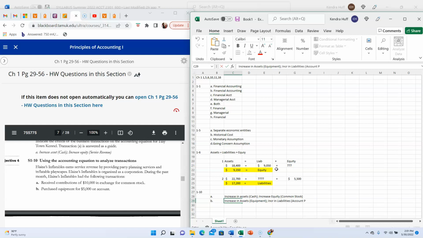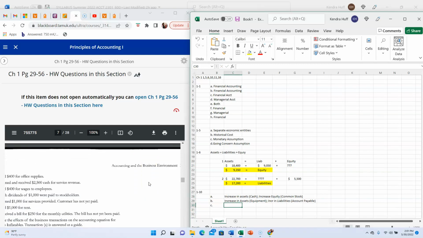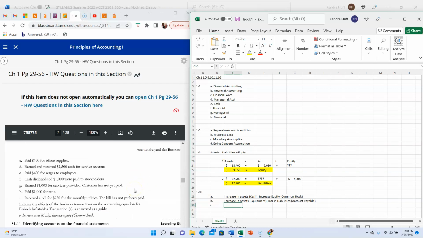And it's an increase in accounts payable, the actual liability account. All right, C. Paid $400 for office supplies. Office supplies are also an asset, so I'm going to have an increase in assets, and the asset account will be office supplies. And I actually paid for them, so I'm going to have a corresponding decrease in assets, and its cash is going to go down.